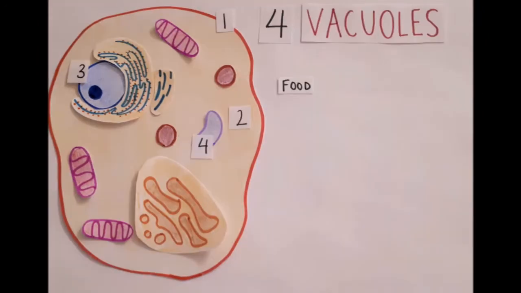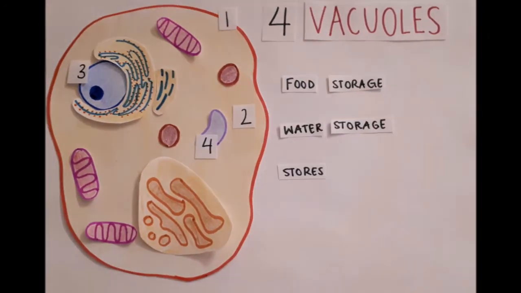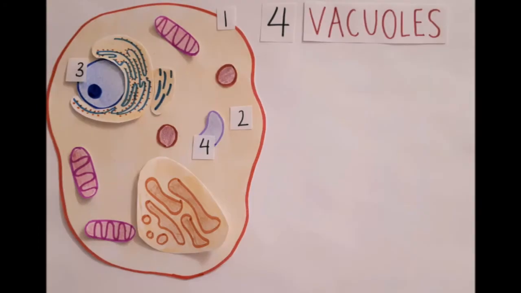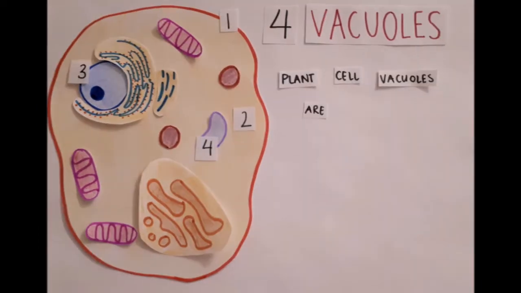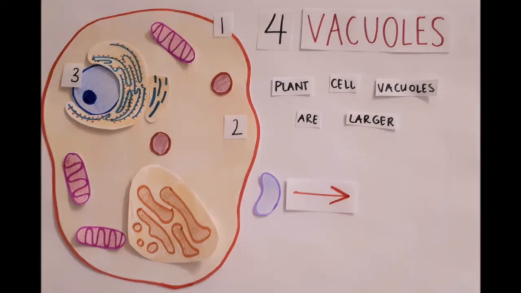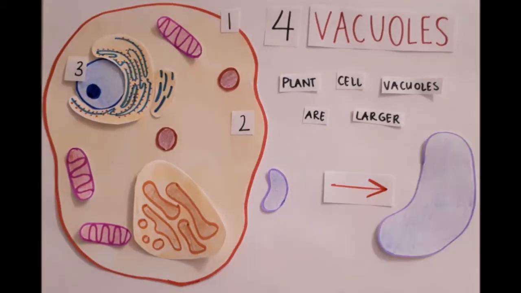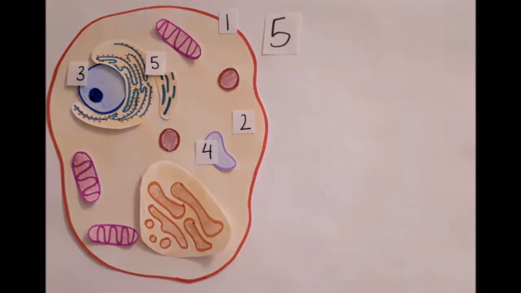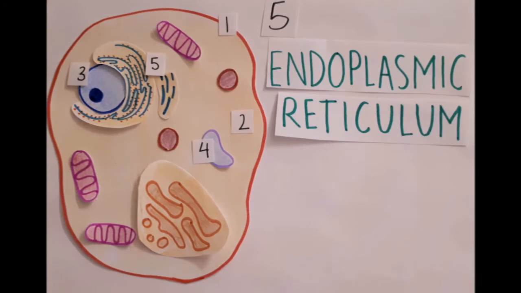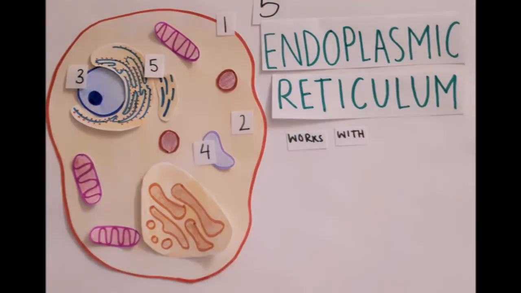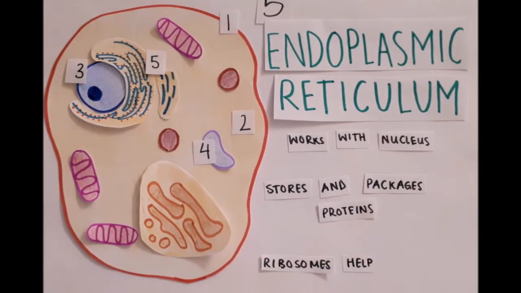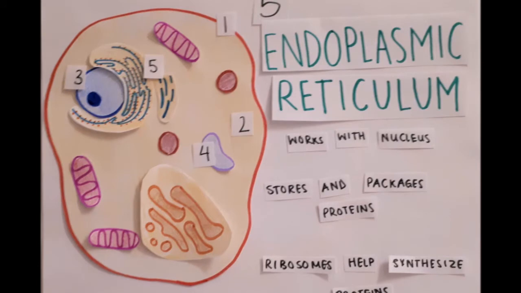The vacuoles are responsible for storing food, water, and other materials that the cell uses. This includes sugar and also cell waste, which will be eventually removed from the cell. In plant cells, the vacuoles are much larger and hold more material. Surrounding the nucleus is the smooth and rough endoplasmic reticulum, which stores and packages proteins and works with the nucleus. The rough endoplasmic reticulum has ribosomes attached to it, which are responsible for making proteins.